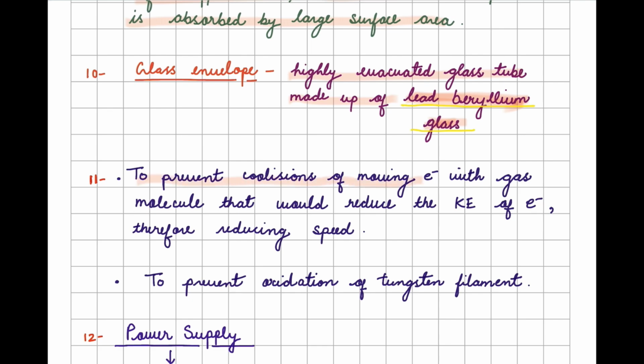So in order to prevent the collision of the moving electrons inside the X-ray tube with the gas molecules, that would basically reduce the kinetic energy of the electron and therefore reduce the speed of the electron. This is the first reason, and the second is to prevent the oxidation of the tungsten filament.